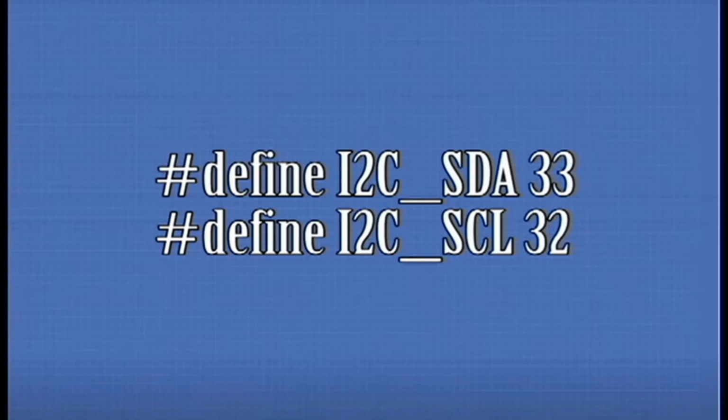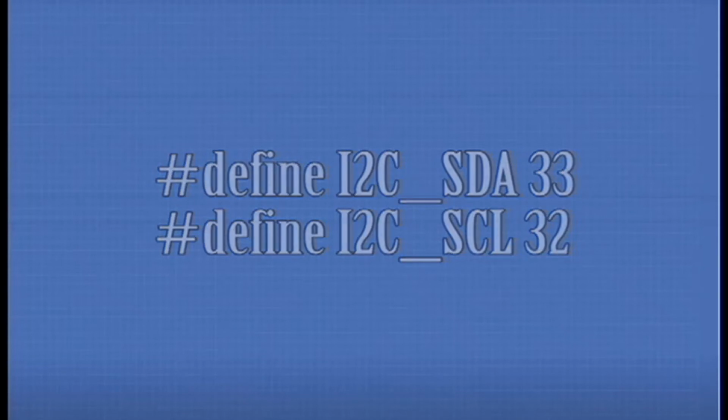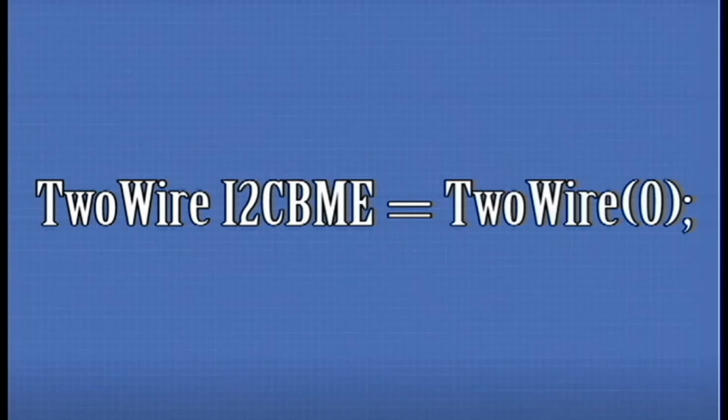First, define your new I2C pins on the I2C_SDA and I2C_SCL variables. In this case, we're using GPIO 33 and GPIO 32. #define I2C_SDA 33, #define I2C_SCL 32. Create a new TwoWire instance. In this case, it's called I2C. This simply creates an I2C bus. TwoWire I2C = TwoWire(0).